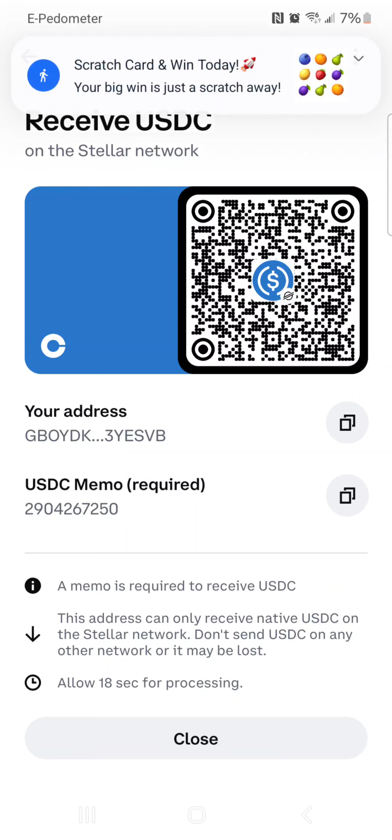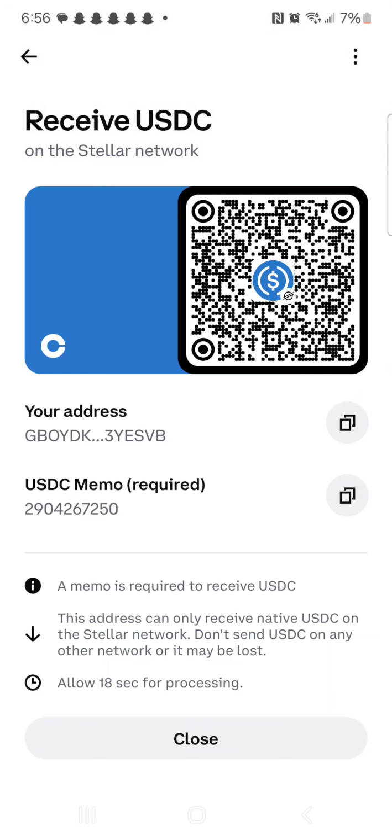It's like your account number and your routing number. If you send them your private routing number, you're giving them access to take your money. If you send your public routing number, that's how you deposit money. So it's just two separate things to protect yourself. And then you have a memo, which is the equivalent of your account.